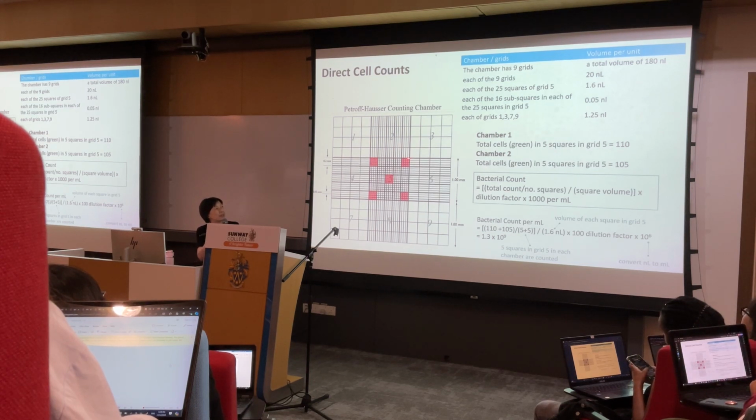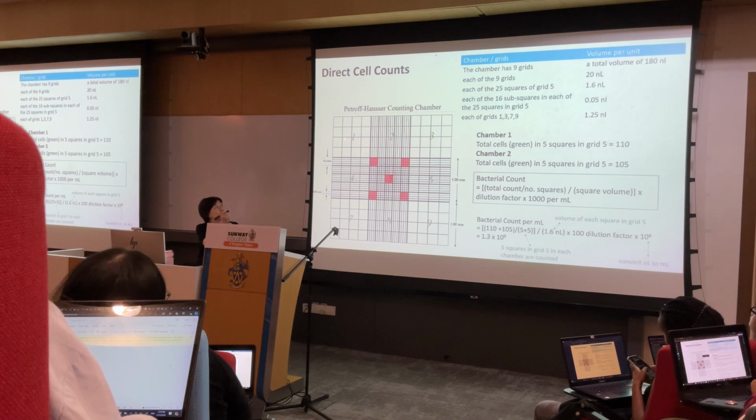We use the one in grid 5 here, the one highlighted in red. The reason is that when we do cell biology, we count human cells, which are much bigger, so we use the bigger grids for the scale. But bacterial cells are much smaller, so we use the one at the center. Actually, we're counting 1, 2, 3, 4, 5. Therefore, the counting chamber can serve different purposes for different cell sizes.